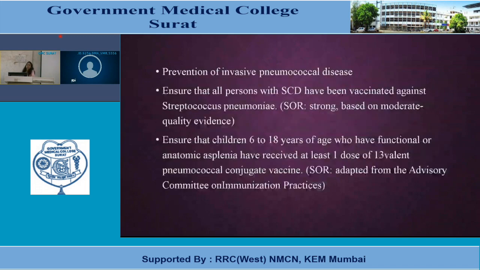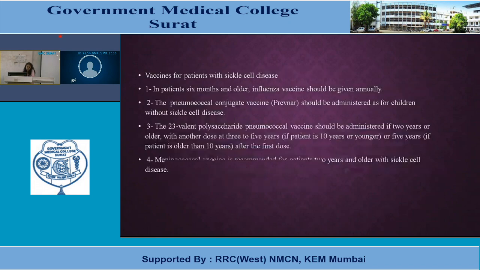Okay, so basically for prevention of invasive pneumococcal disease, ensure that all persons with sickle cell disease have been vaccinated against streptococcal pneumonia, and ensure that children 6 to 18 years of age who have functional or anatomical asplenia have received at least one dose of 13-valent pneumococcal conjugate vaccine. That means Prevnar. Okay, this is the vaccine schedule for a patient with sickle cell disease.